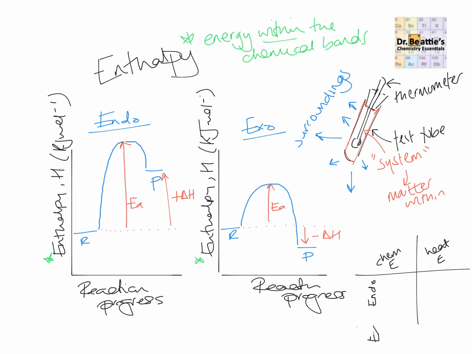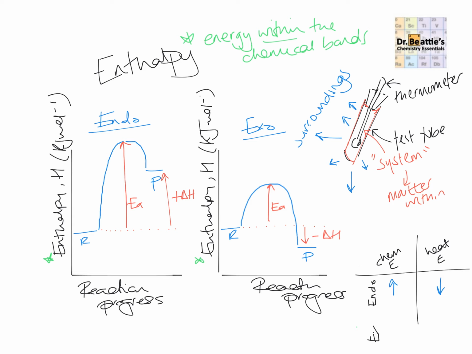Now, because energy cannot be created or destroyed, in an endothermic reaction, if the chemical energy has been increased, then that energy has got to come from somewhere. And it's come from the thermal energy in the surroundings. So that thermal energy has been converted into chemical energy, and so the thermal energy of the surroundings has decreased. And this is why endothermic reactions result in a decrease in the temperature of the surroundings.